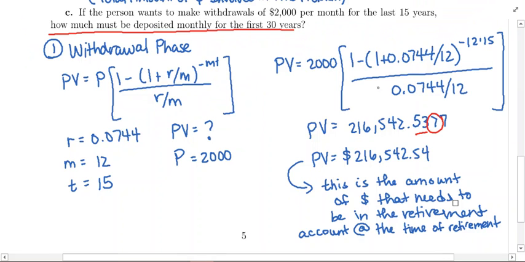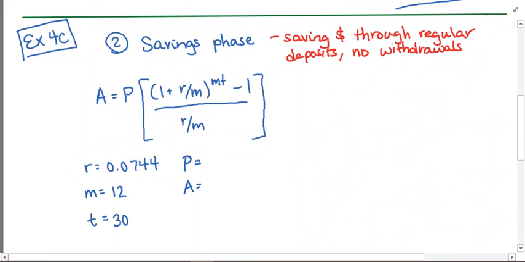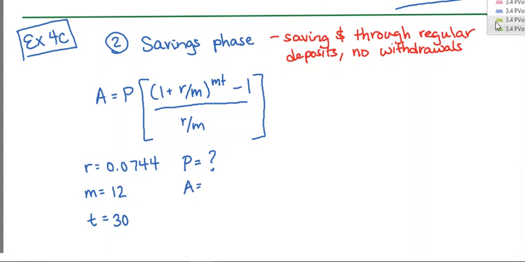Okay, we are solving for how much has to be deposited every single month. So we are looking for the P value. What needs to be the amount of each regular deposit? That means we should know our account balance. Again, we're working backwards. What did we just calculate a few minutes ago?